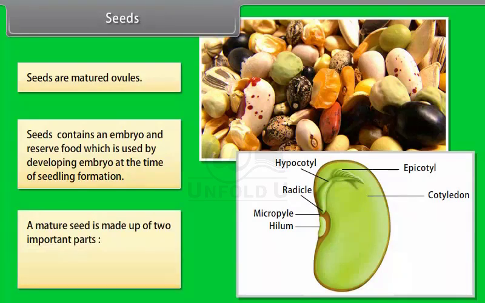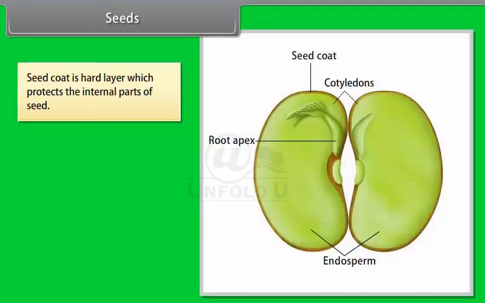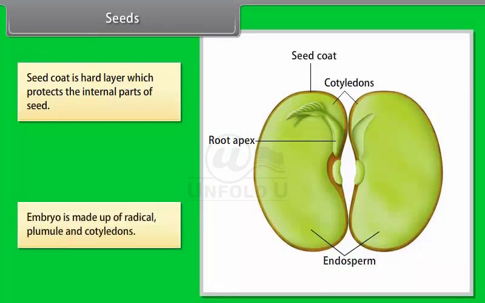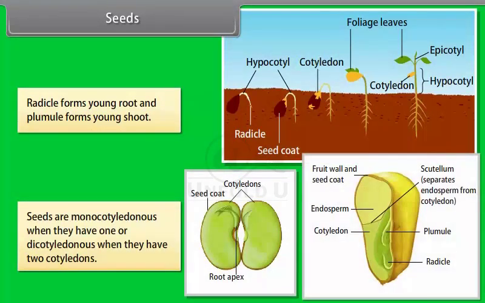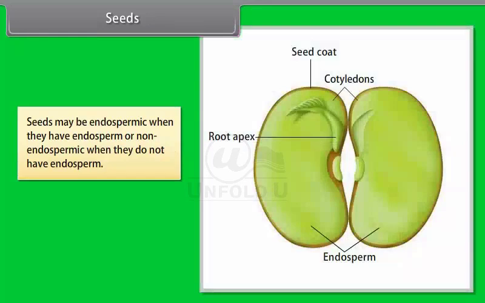A mature seed is made up of two important parts: seed coat and embryo. Seed coat is a hard layer which protects the internal parts of seed. Embryo is made up of radicle, plumule, and cotyledons. Radicle forms young root and plumule forms young shoot. Seeds are monocotyledonous when they have one or dicotyledonous when they have two cotyledons. Seeds may be endospermic when they have endosperm, or non-endospermic when they do not have endosperm.